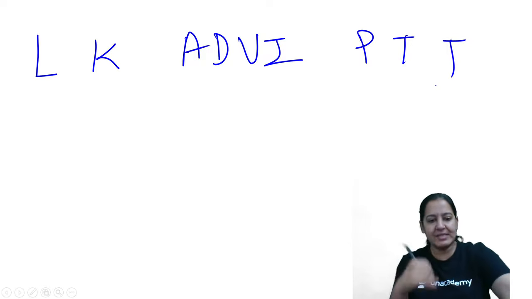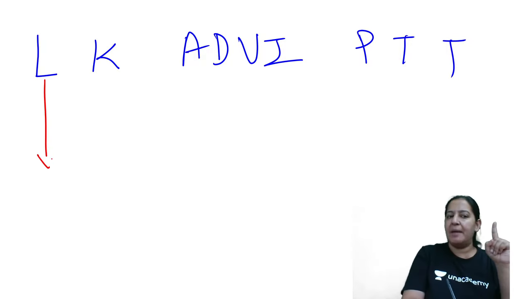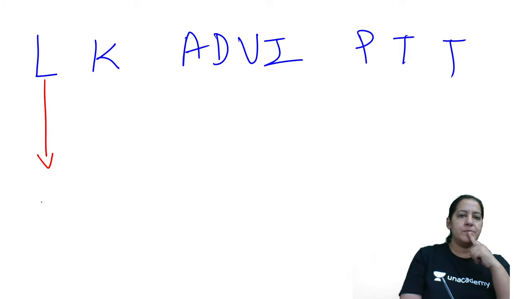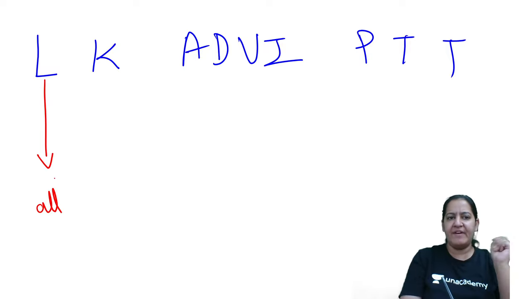LKADV, teacher. So please describe. L is liver damage. It is caused by all. I guess all of them, nothing special was mentioned. Yes, it is caused by all of them. Liver damage, jaundice and fatty liver.